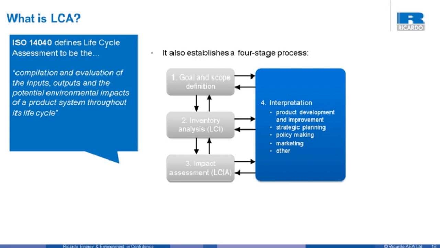And life cycle assessment is an iterative process. This is why you can see arrows going in both directions between each phase. Once one phase is completed, it may be necessary to refine a previous phase, for example, the model assumptions.